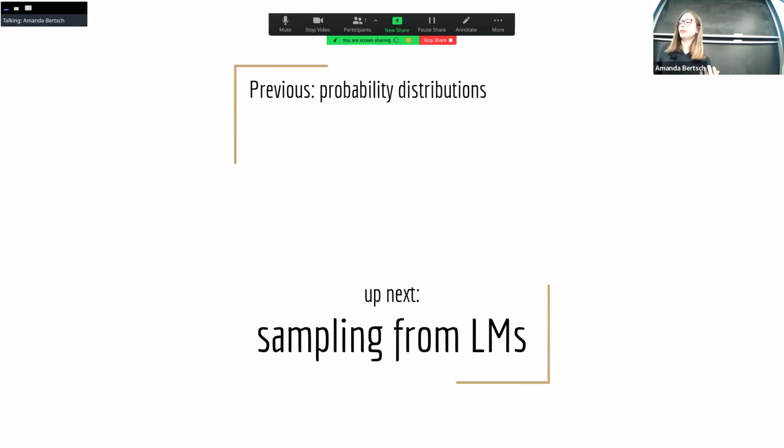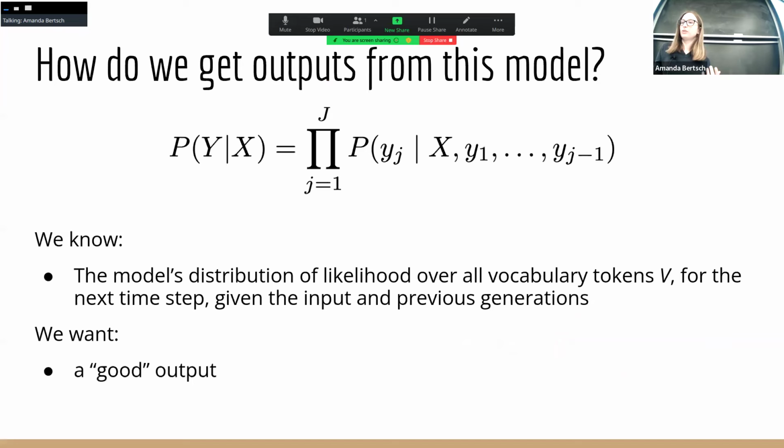Great, so we can jump right in. So we have this model, right? We know at each step, at each token, we might want to decode the distribution of likelihood over all vocabulary tokens, right? This conditional distribution we've been talking about for the next time step. And what we want out of this is a good output, for some definition of good that we can develop as we go here.